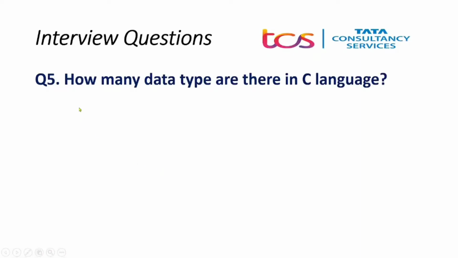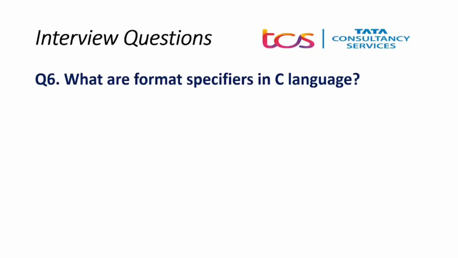Now in the fifth question, how many data types are there in the C language? There are three data types. First is user defined data type, second is primary data type, and third is secondary data type. Now move on to the next question.